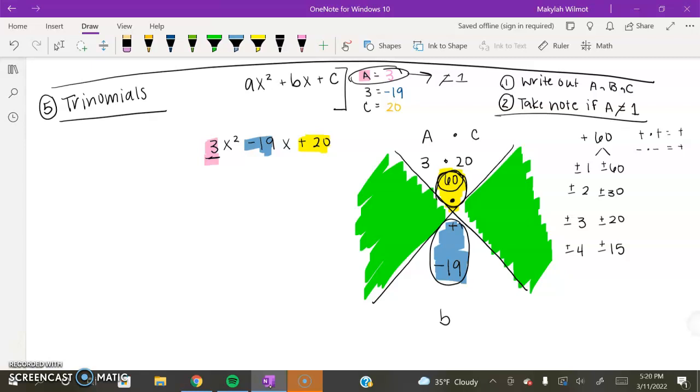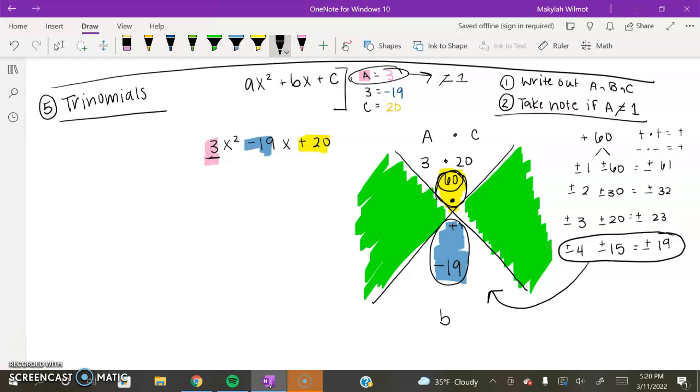So this could be either positive or minus 61. This would equal positive or minus 32, positive or minus 23, positive or minus 19. Well, look at that. That's what we need. So, here's the question.